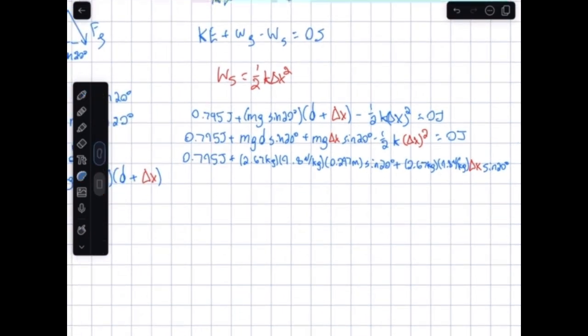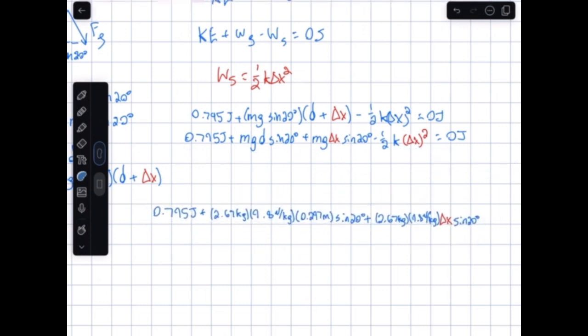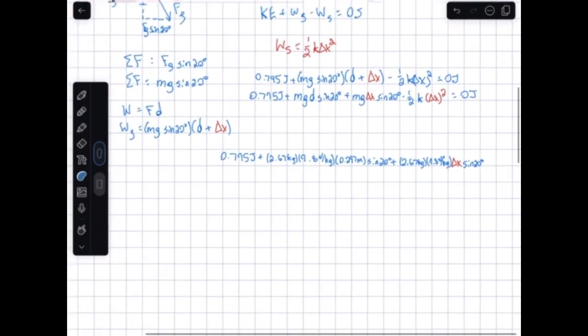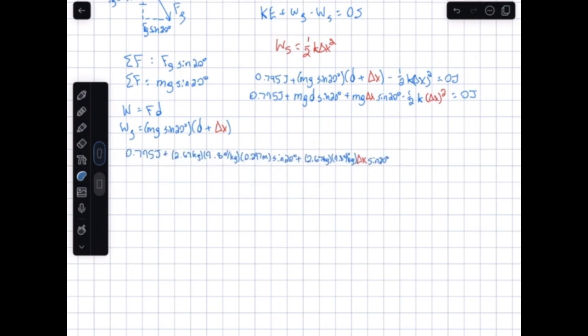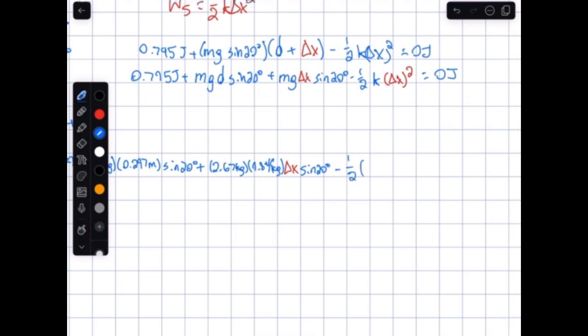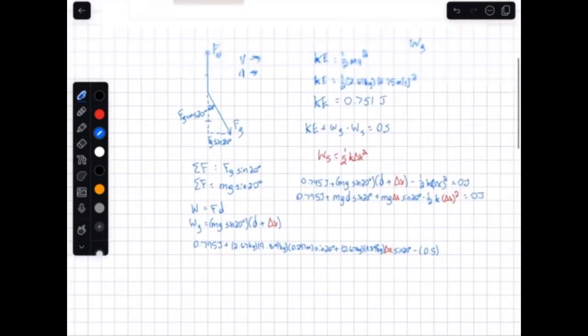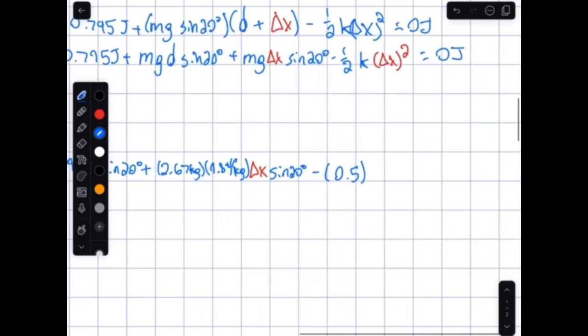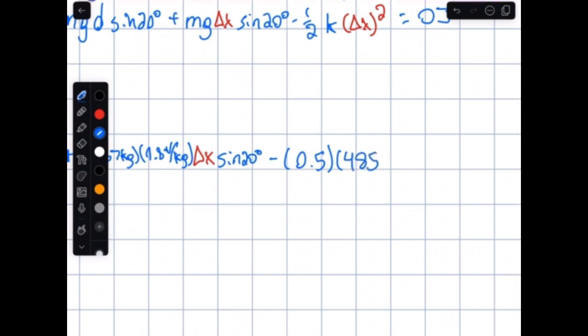Sorry, hold on. We'll move this right here. I should move this further, more space. So then here we have minus 1/2. I'm going to make that a 0.5, times the spring constant we have up here, 485 newtons per meter, times delta x squared. It's going to equal 0 joules.